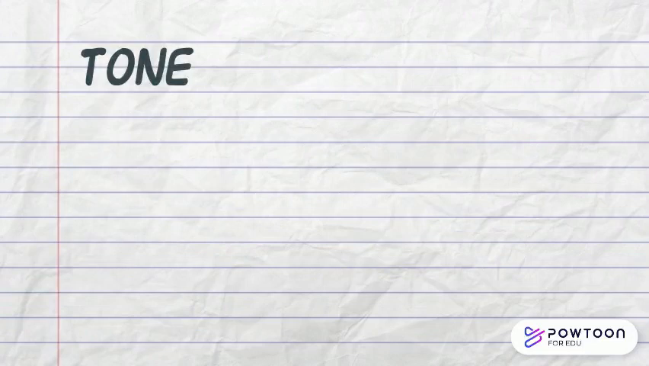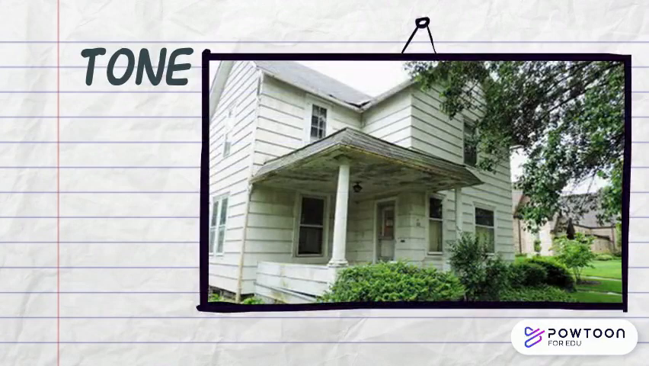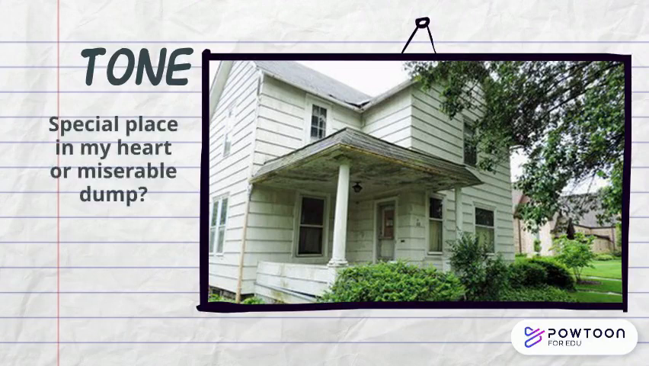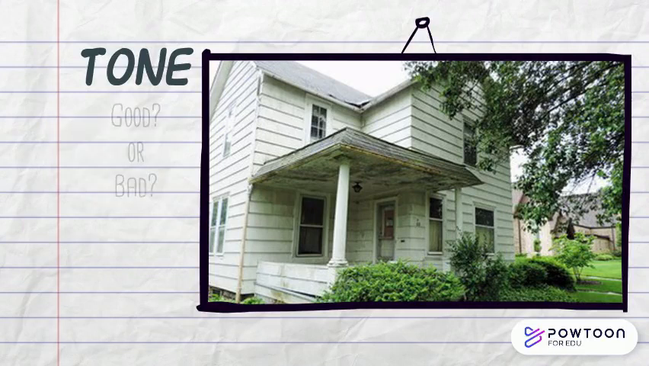For example, if I were to describe this house, I might say that it is the house that I was born in, and thus it has a special place in my heart. This would be a sentimental tone. Or I could look at the same house and say, it's a miserable dump where I grew up. That would be a bitter tone. There are literally lists of hundreds of words that you can use to describe tone. You can start by just thinking to yourself about the author's tone. Does the author feel good or bad about this? And that'll get you started with thinking about author's tone.